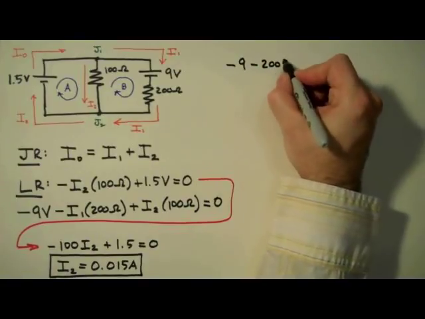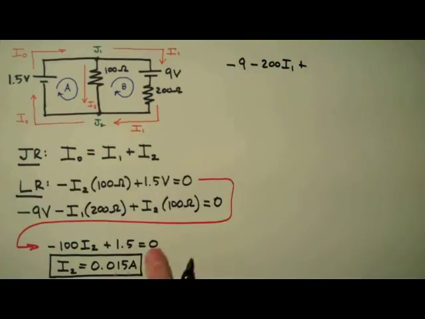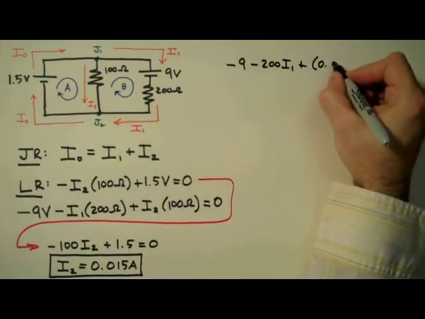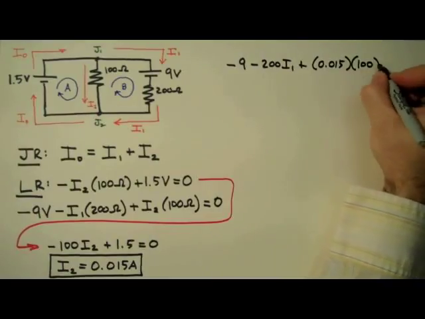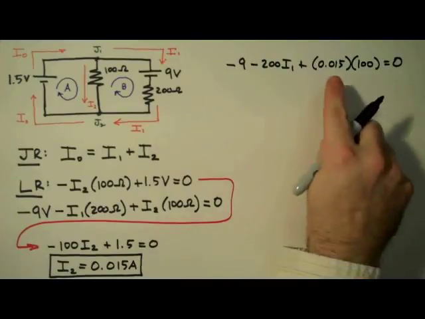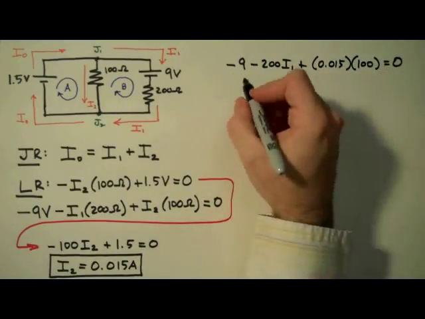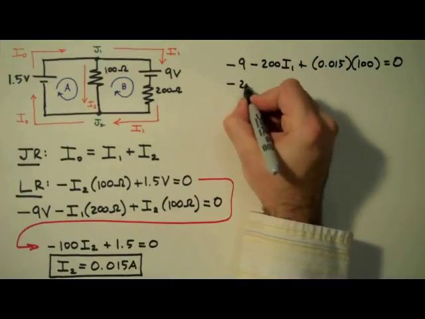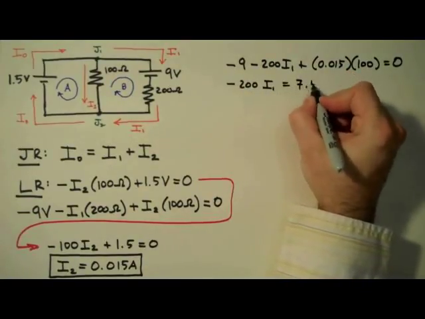rewriting the equation. By the way, if you're comfortable with linear algebra, you may want to set these equations up in a matrix and solve for the variables that way. Often that is a much simpler way of handling the algebra. In this case, I'm just going to plug and chug. So this product is equal to 1.5 volts. Move it to the other side. I have negative 200 I1 is equal to positive 7.5.